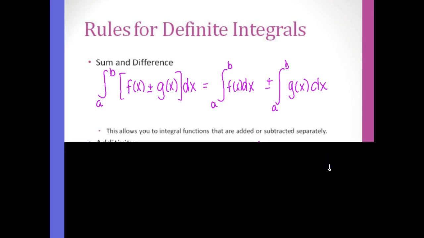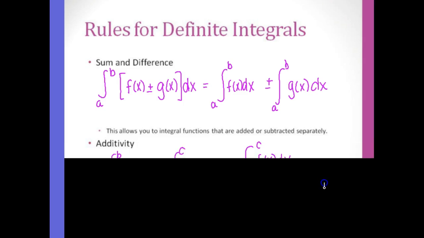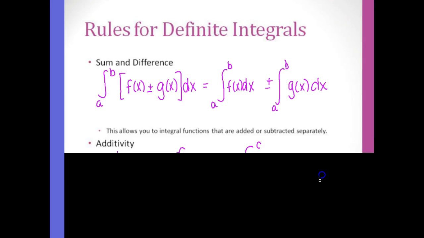So again, what this does is allows us to integrate functions that are added or subtracted separately. That's easier than derivatives. It is. This is kind of like the addition rule for derivatives, versus the multiplication or division rule, where you can't do it like this. Okay.